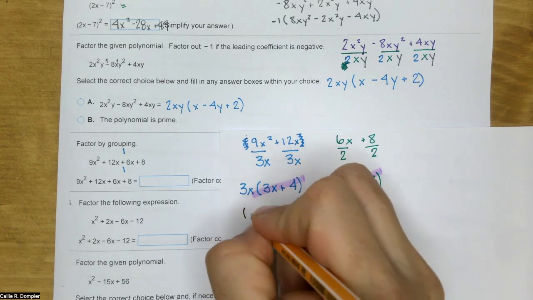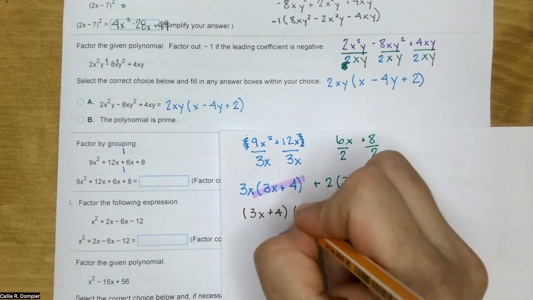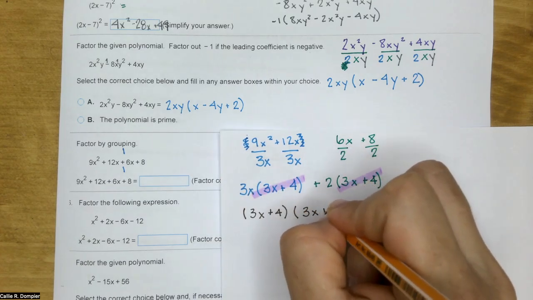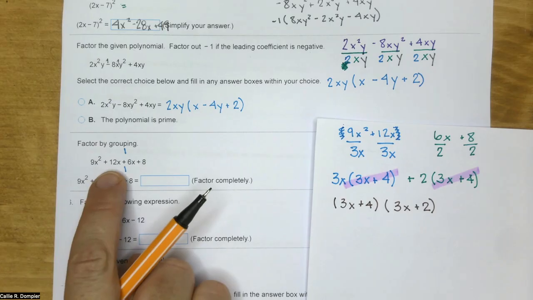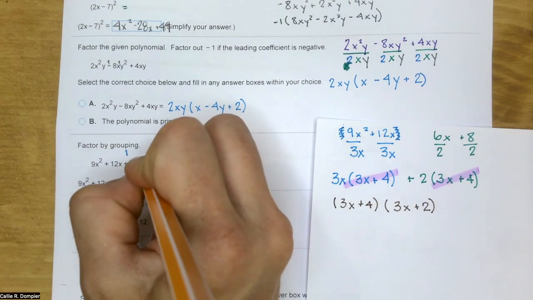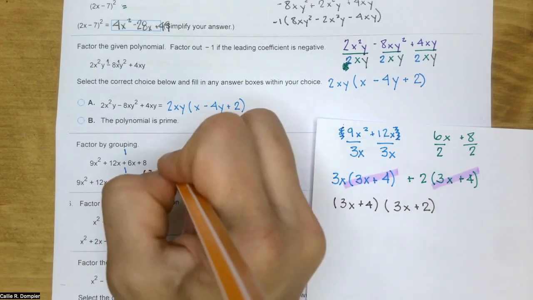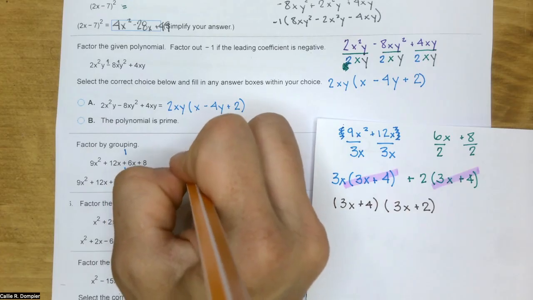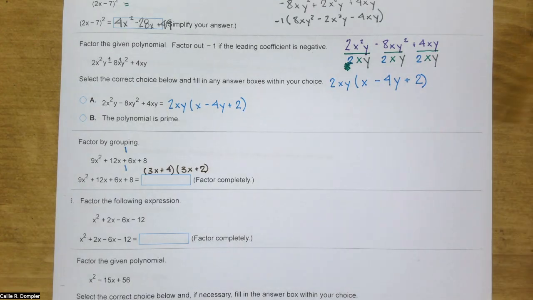I know it sounds odd. 3x plus 4 is one of the factors, and then we are left with 3x and 2. Good. So that is the factored form of 9x squared plus 12x plus 6x plus 8. It's 3x plus 4, which is the term that we factored out. And then the leftovers were a 3x and a 2. So that becomes our other binomial. Good. All right, we're going to do it again.